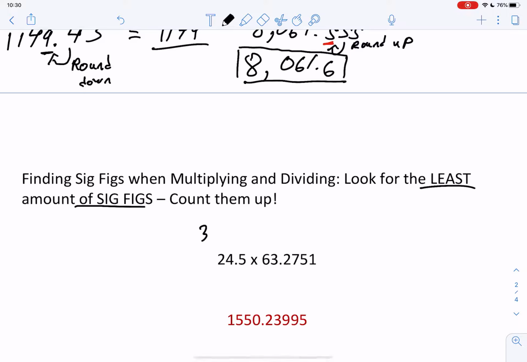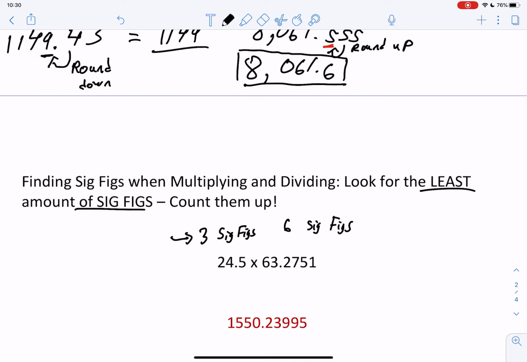24.5 has 3 sig figs. 63.2751 has 6. Again, when multiplying or dividing, we are looking for the least amount of sig figs. So our answer is going to be in 3 sig figs, because that is how much detail we can present or show based off of our numbers that we were given.